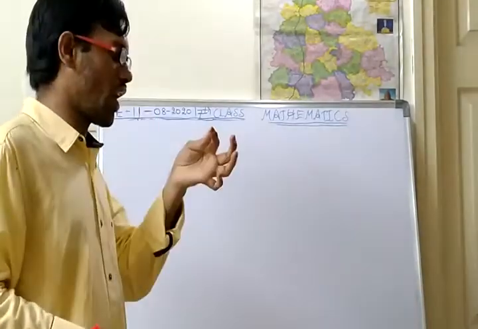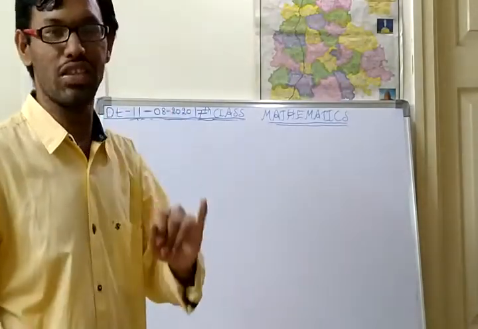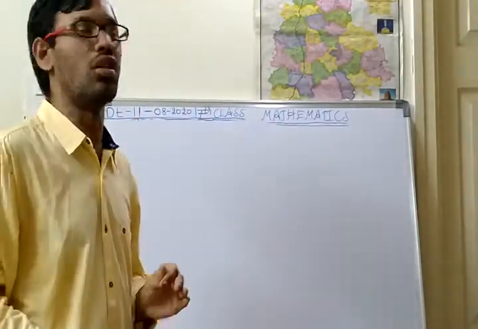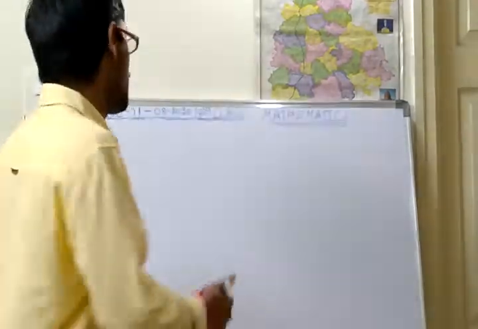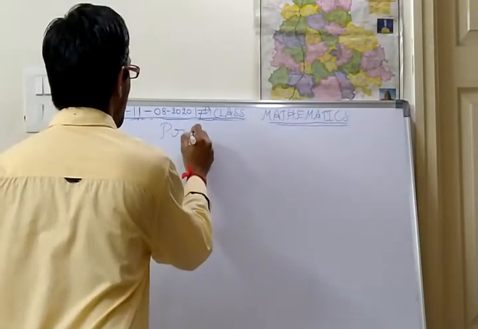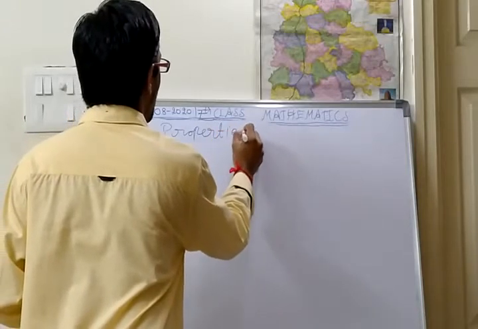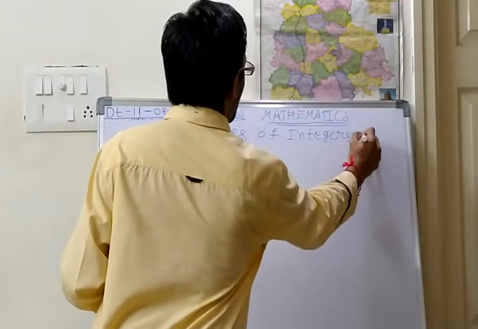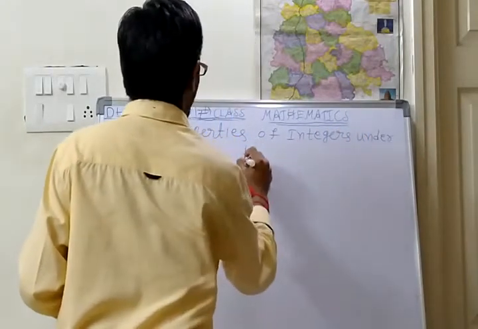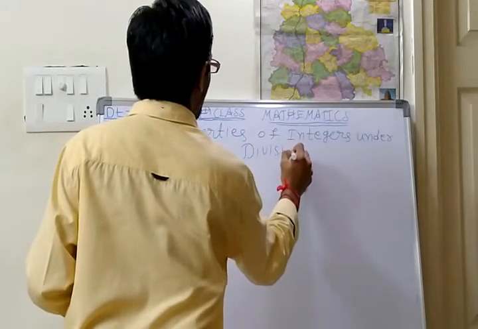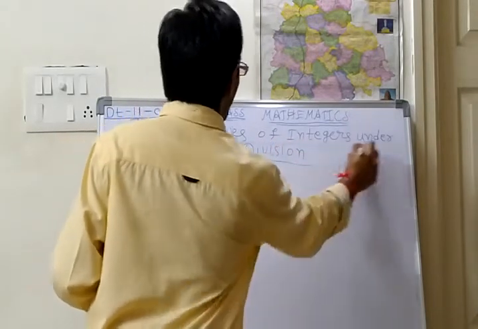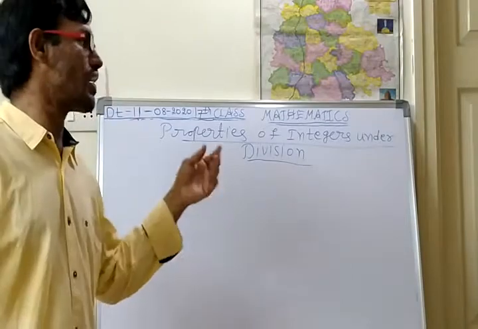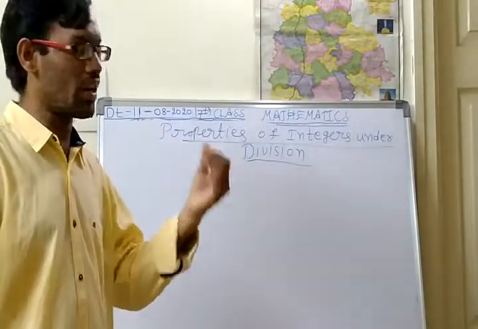So till now we have completed properties of integers under addition, multiplication, and subtraction. Now, properties of integers under division. Under division, how will the properties be? Will there be any properties or not? Or will it be the same as subtraction? We shall see now.